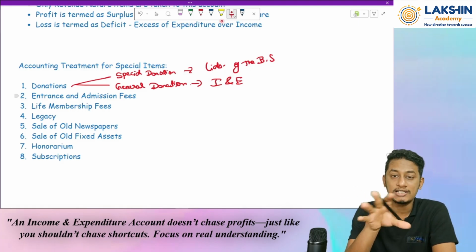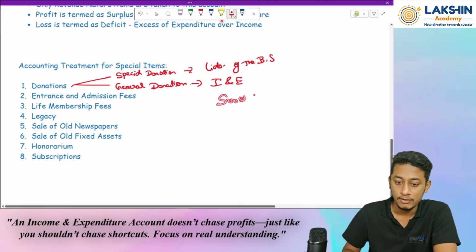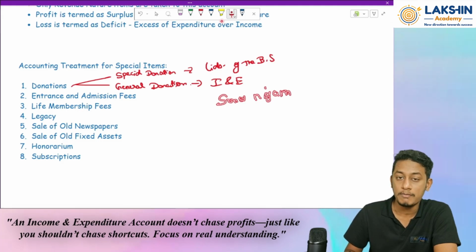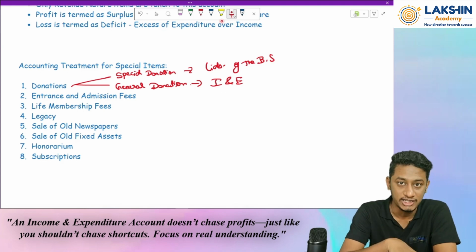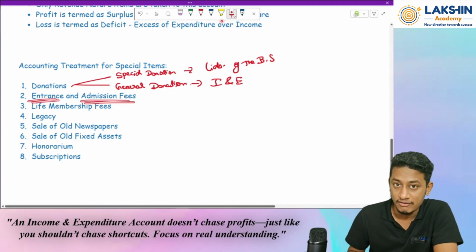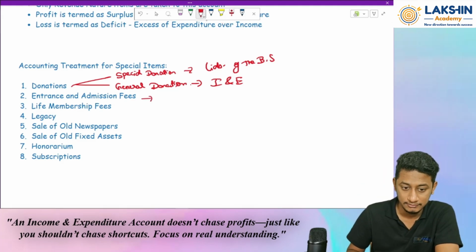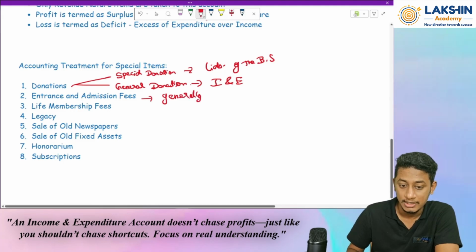Now let us say I have called, let's say, Sonu Nigam for a concert, and whatever money I receive from this concert will be used towards the society's upliftment or any activities that benefit the society as a whole. Now, whatever entrance fees or admission fees we have received is generally capitalized. So why am I saying generally capitalized?